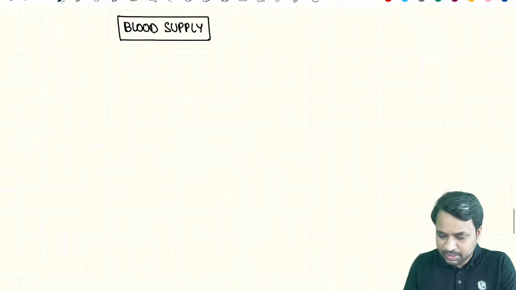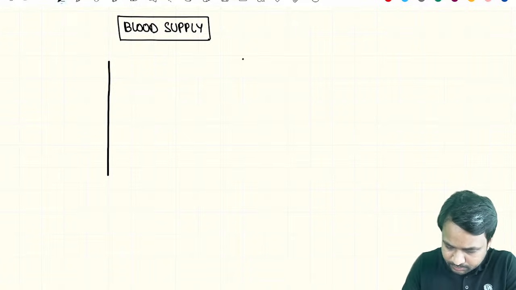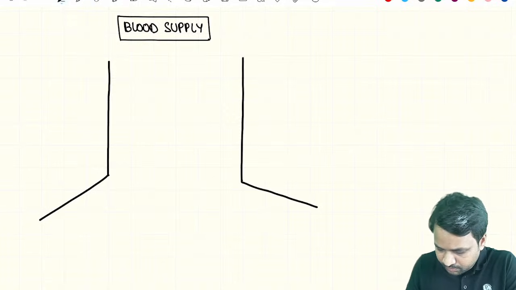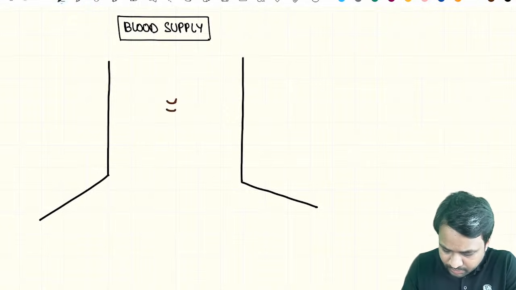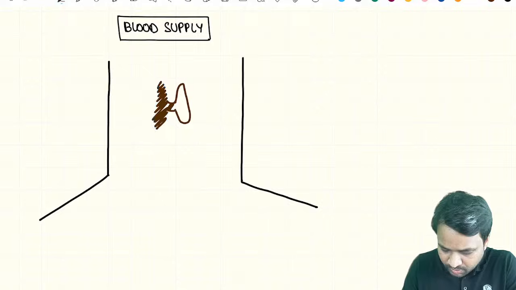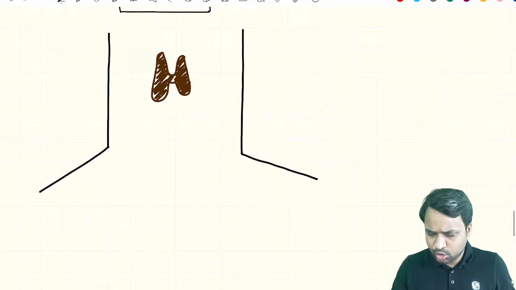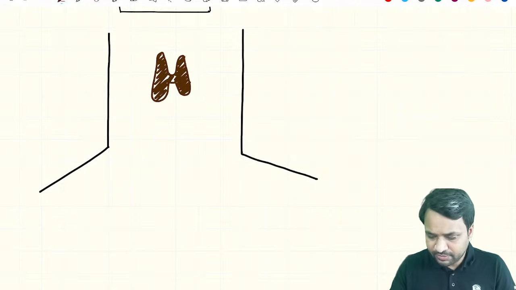Now, when you talk about the blood supply of the thyroid gland, take this as the representation of the neck. Just for the sake of understanding, let's say this is the site where you have the thyroid gland, right? So this is the orientation of the thyroid gland that we have. You have the right lobe, the left lobe, and the isthmus. We all know that predominantly the thyroid gland has a dual blood supply. One is the superior thyroid artery, another one is the inferior thyroid artery.